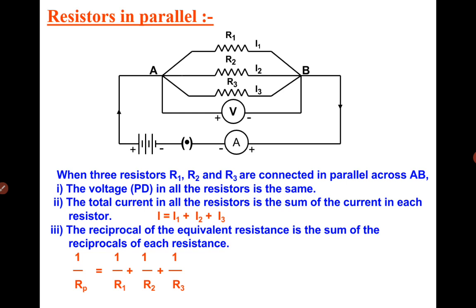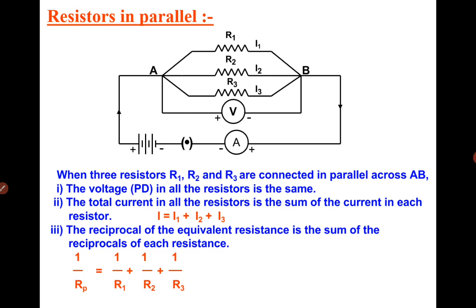In parallel combination, for example, say R1 is equal to 1 ohm, R2 is equal to 2 ohm, R3 is equal to 3 ohm. Just substitute all the three values in the formula, that is 1 by Rp is equal to 1 by 1 plus 1 by 2 plus 1 by 3. Take LCM. After that, 1 by Rp is equal to 11 by 6 ohms. Therefore Rp is equal to 6 by 11 ohms.